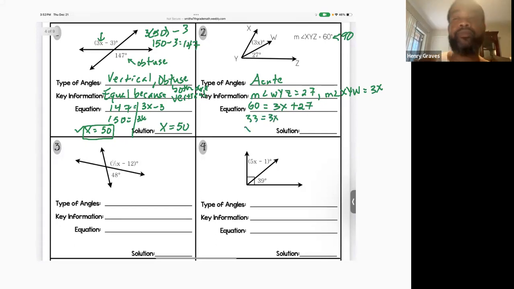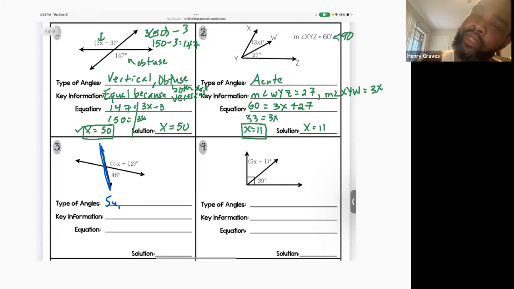Now here, on number 3, again, these are vertical angles because they are literally right on top of each other. Right here, see? Vertical. Oh, wait, whoa, wait. I made a mistake. Ooh, no, they're not on top of each other. They're right next to each other. So if they're right next to each other, they are on this line right here. So that makes them supplementary angles.